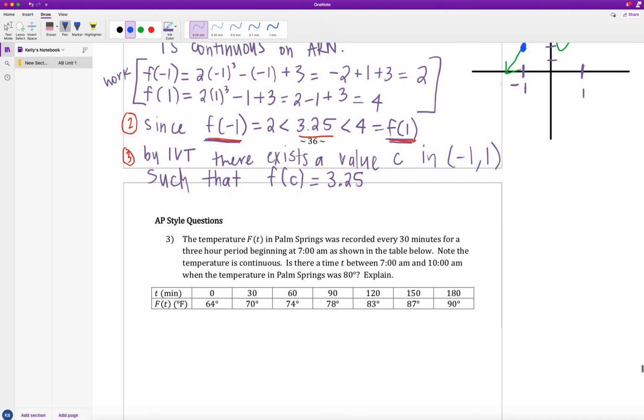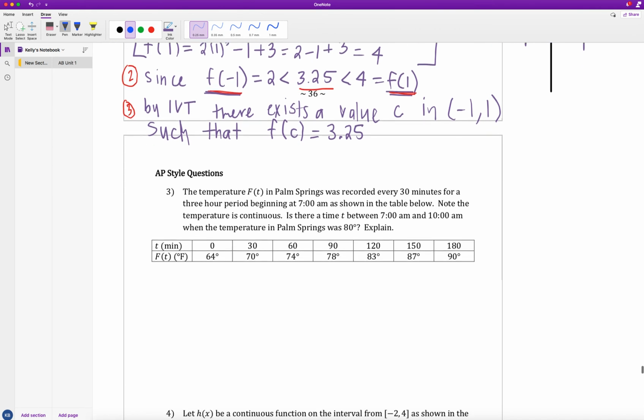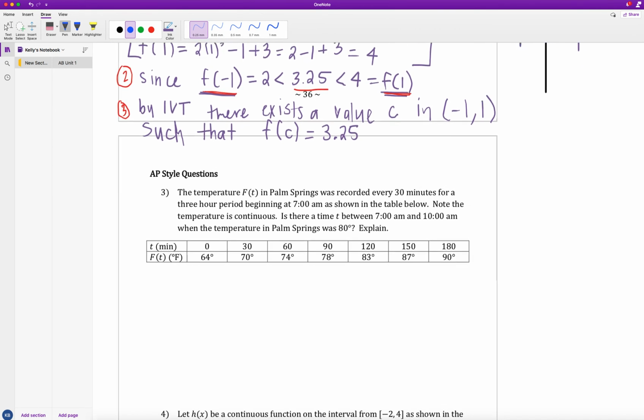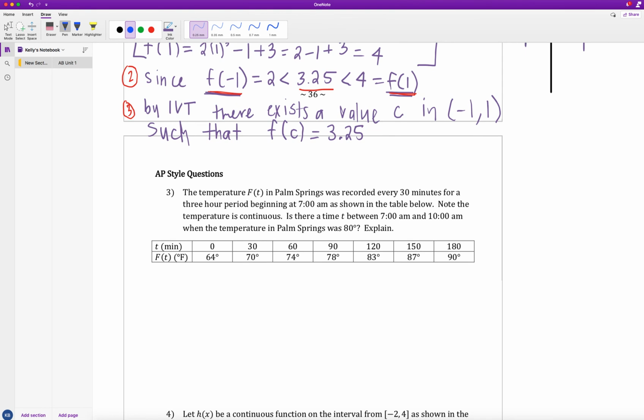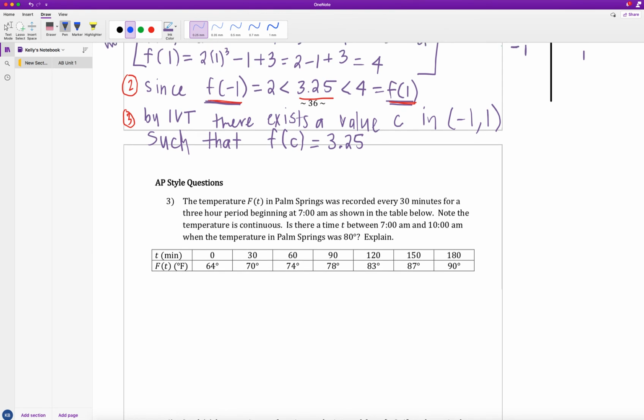Let's look at a different style of question. In the first example in the last video and in this example that we saw, you were given a function and then we were asked to compute values and show that we can cross over that magical number. Well, there's another way to ask these questions. The AP test really likes to ask these from a table format because it forces you to think about what the intermediate value theorem means and how I can interpret and apply that from data points versus a function that's given to me.